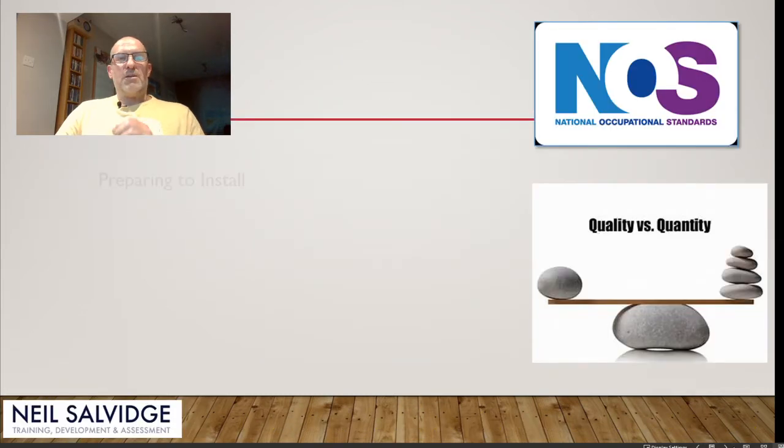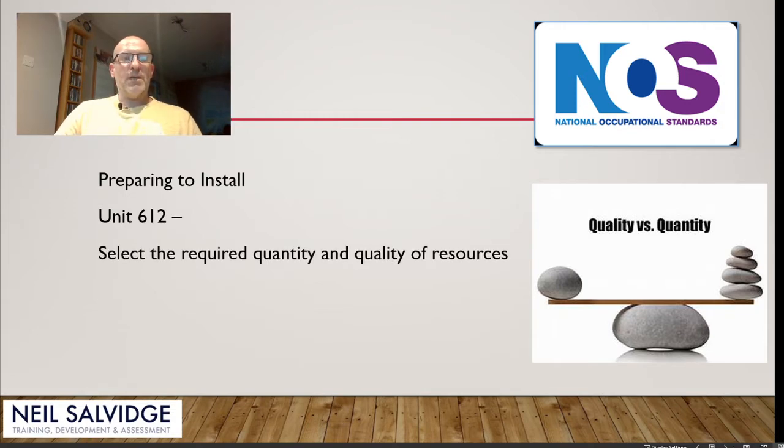So today we're going to continue in our unit 612, preparing to install gas membranes, and we're looking at selecting the required quantity and quality of resources. Now, resources is quite a big word. It covers a multitude of elements. Resources can be your materials or products you're using, the tools to do the work, valuable resources, and also the people that are doing this as well, their resources. So how we look at this under assessment, it's predominantly looking at the products, that they're sufficient for the task they're undertaking in protecting the building against hazardous ground gases.